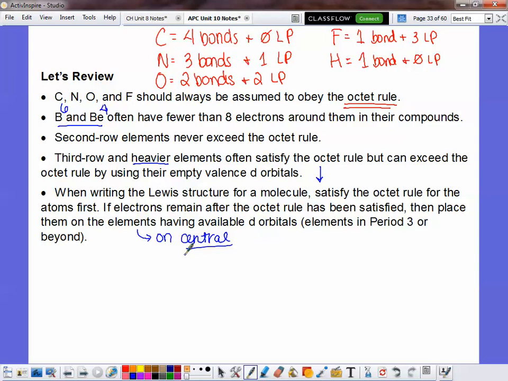All right, so that's it for Lewis structures. The next video is going to go more into those resonance structures which I referenced and how to evaluate which resonance structure is best.